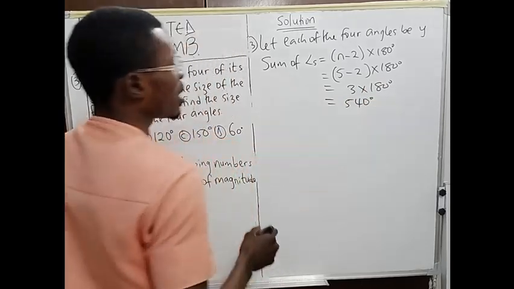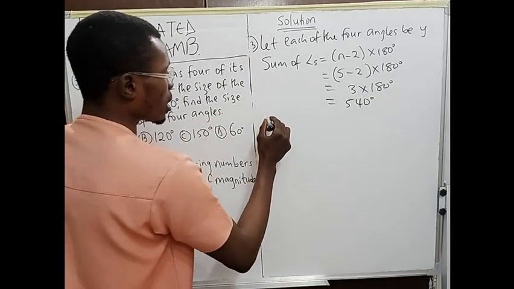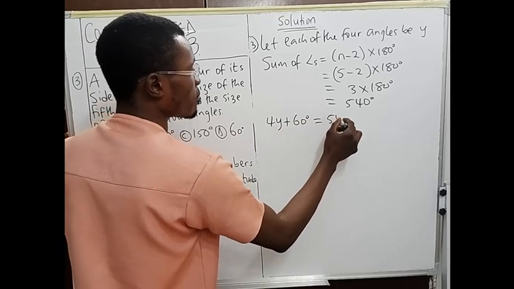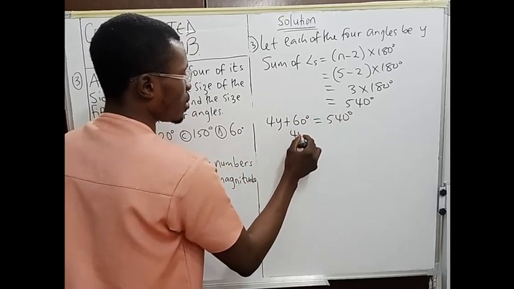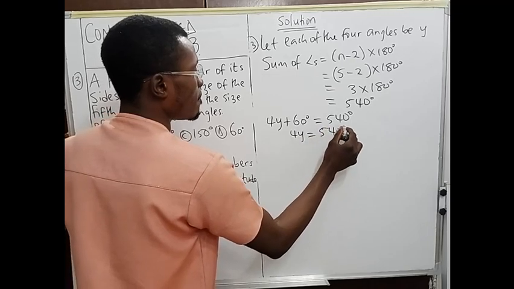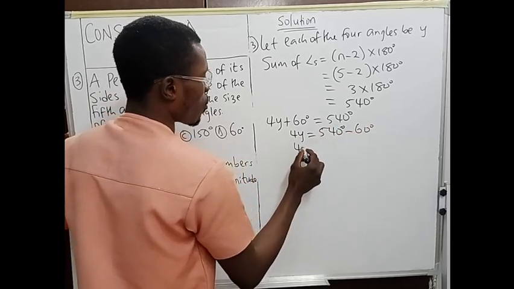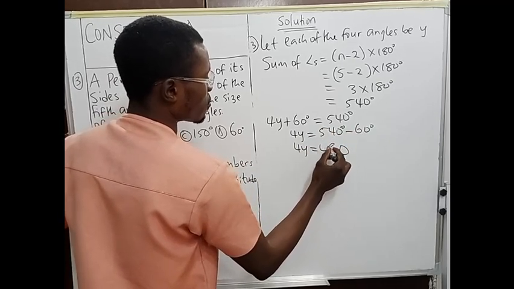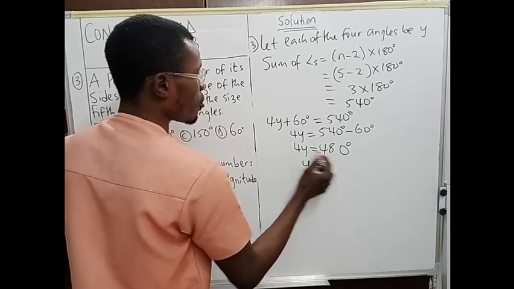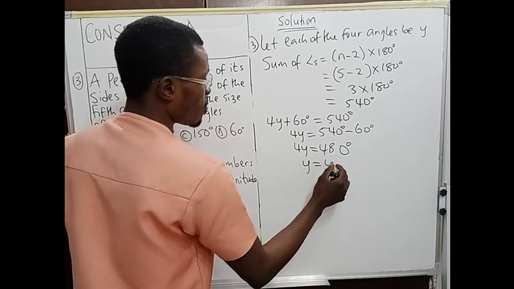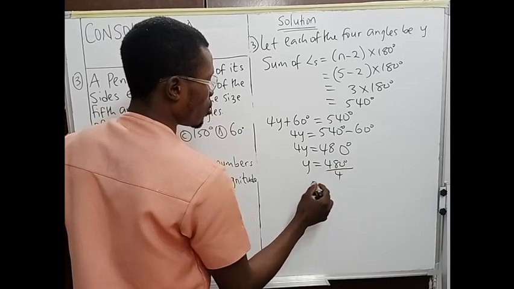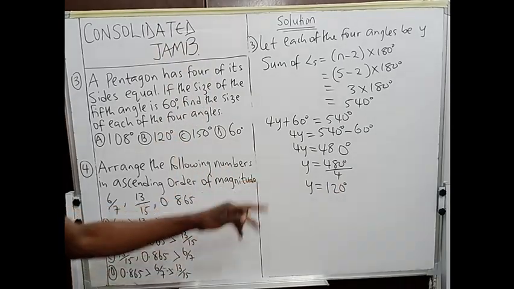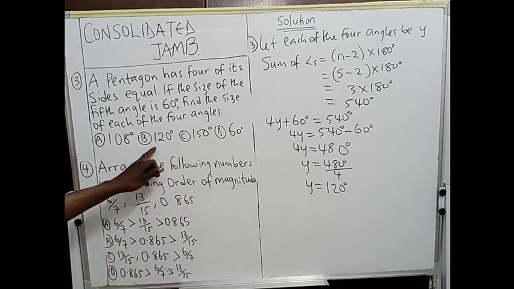540 degrees, right? Sum of angles, that is for the 4 angles, 4y plus the fifth angle, 60 degrees, you must get 540. All right. So what is 4y now? 4y is 540 minus 60 degrees. Okay. So your 4y is what? This minus this is what? This is 0. This is 8. This is 4. 480. So your y is what? 480 divided by 4. Your y is given to be what? 120 degrees. Each of the 4 angles is what? 120 degrees. And that's given by option what?